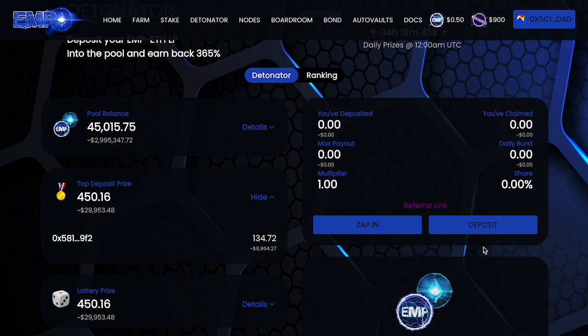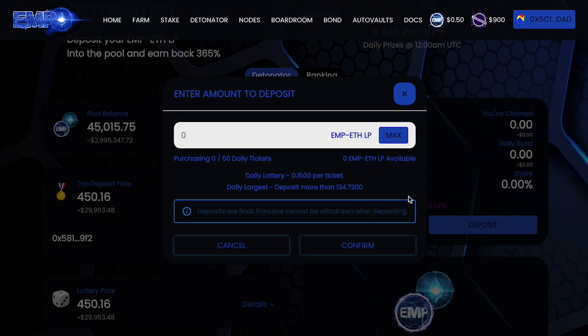Okay, let's take a closer look at depositing into the Detonator, as we've talked about before, our LP. Again, we also talked about the two ways, either zapping it in or depositing. When you're doing a deposit, that basically means you already have EMP ETH LP created and in your MetaMask wallet and ready to go. So it will show how much is available here. I don't have any in this demo wallet, but it will show that amount. And so you can either choose to put the max in, all that you have, or you can put any portion of that in by just manually typing in the numbers.